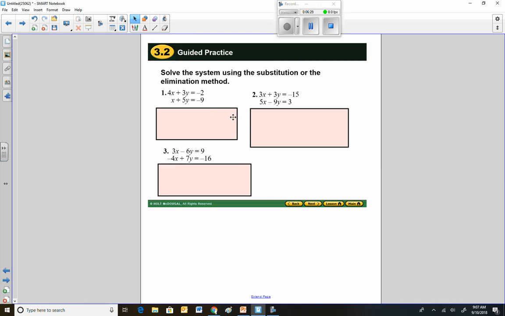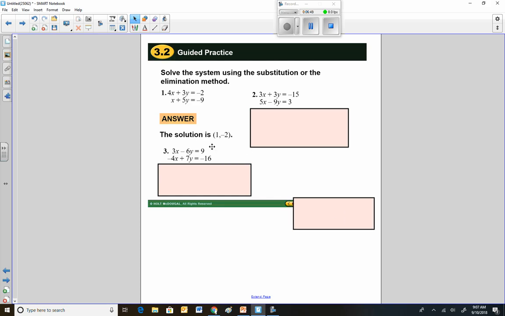All right. And then look at the rest of these. They don't have a single x or single y. So these would be elimination questions where you have to multiply either the top or the bottom by a particular number. Now, let's go ahead and have you guys pause your video and give it a try. Welcome back. Let's see how you did.